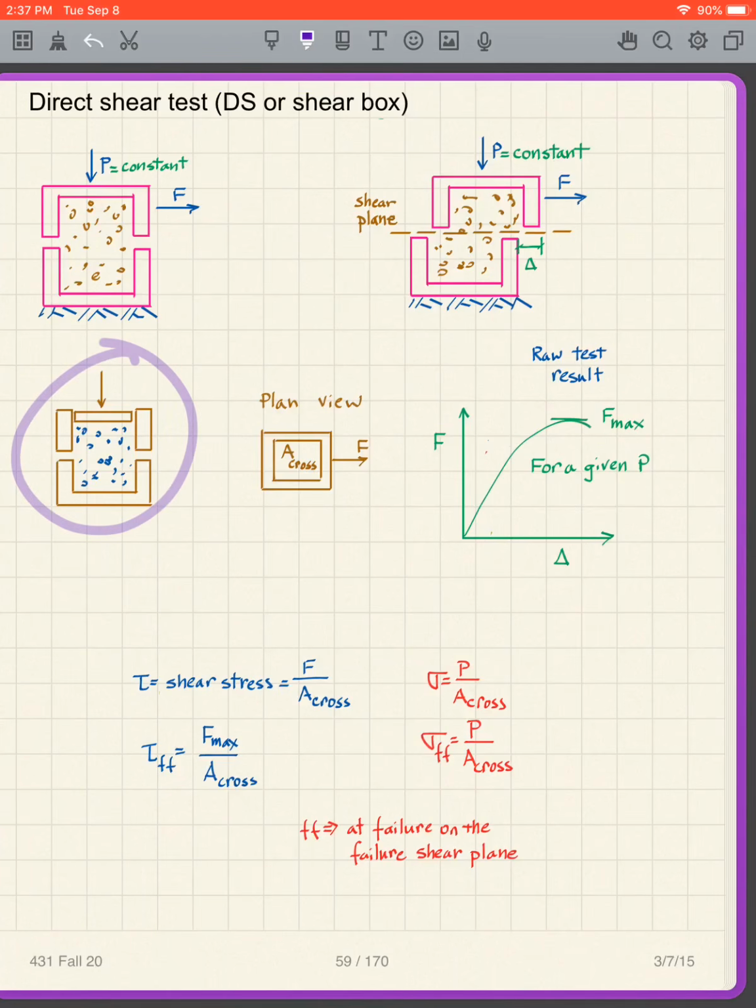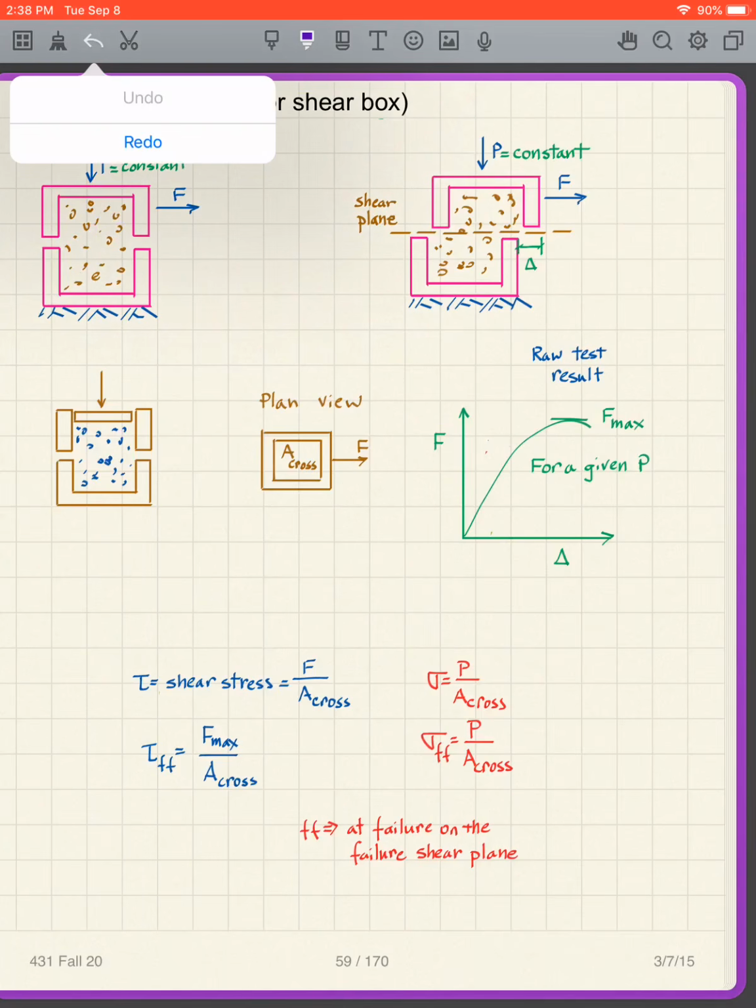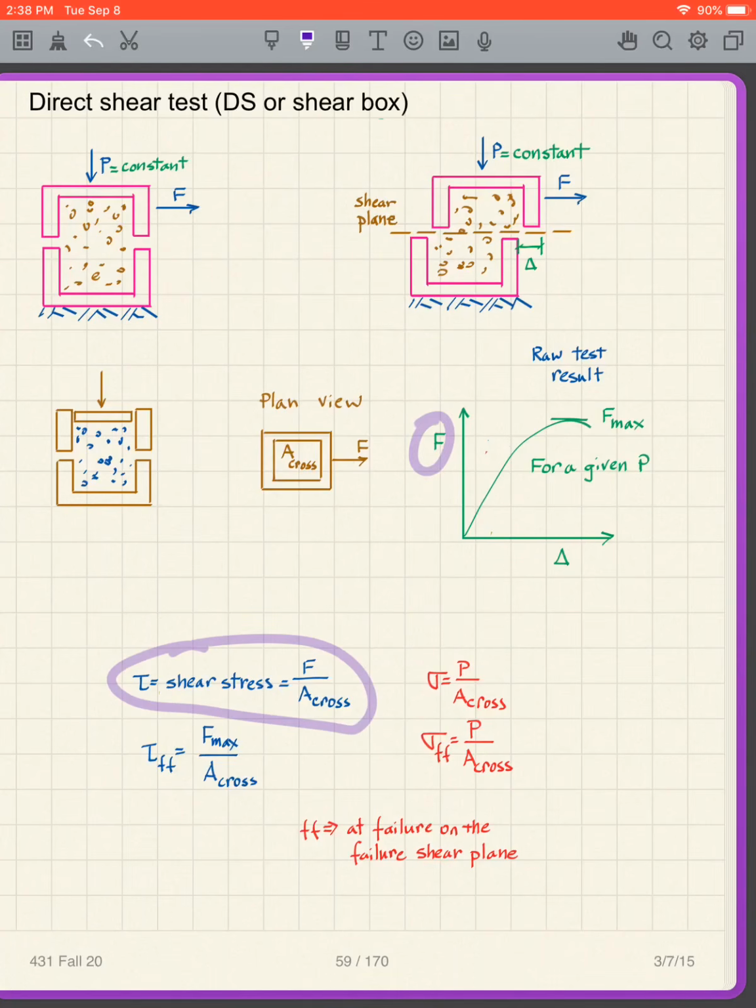In more detail, we have the box, the top half of the box. Often we have this top plate that's separate from the sides. When we look at it in plan view, we have a cross-sectional area of the soil. These dots are the soil here. The dots in all of this are the soil. And we have a cross-sectional area of the soil so that we can get stresses. So force over area gives us stress, so the shear stress is going to be the F over the cross-sectional area.